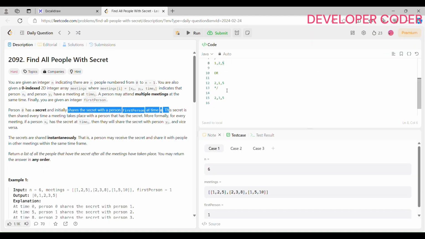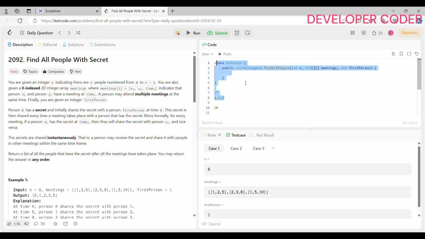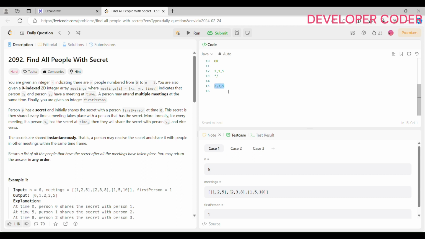See here, this 1 2 5. So this 2 1 5 meeting is conducted, and then 2 3 5 meeting is conducted. Only 1 knows the secret, as 0 told him. So if I check like this, let's check first for this one, 2 1 5.